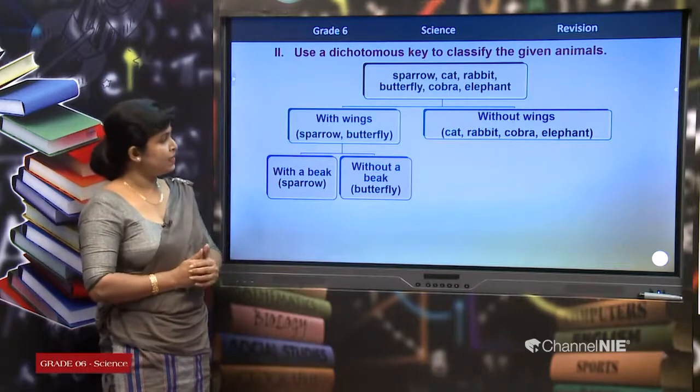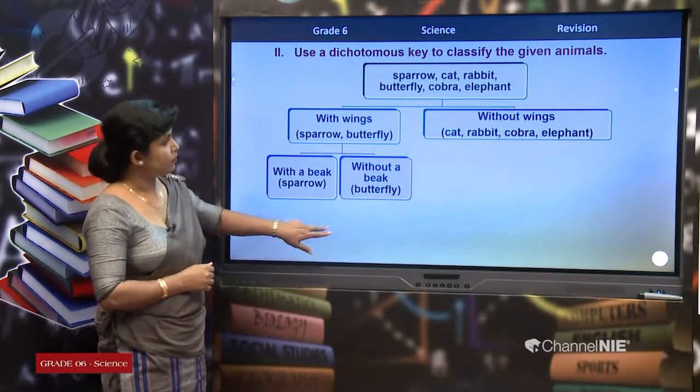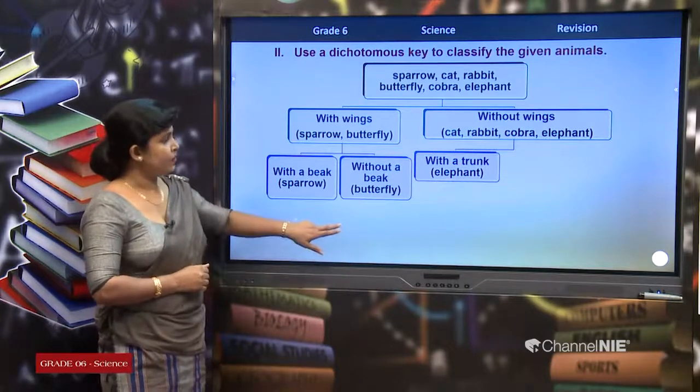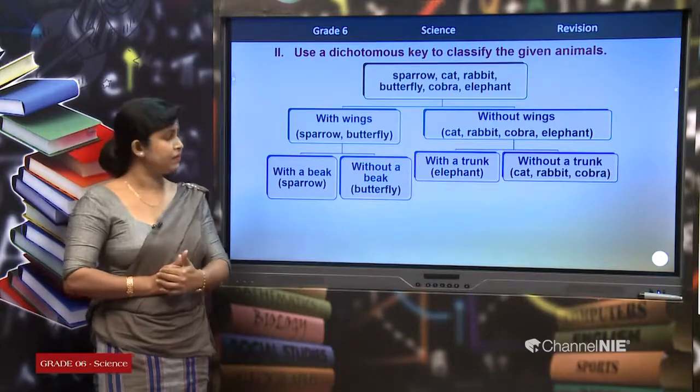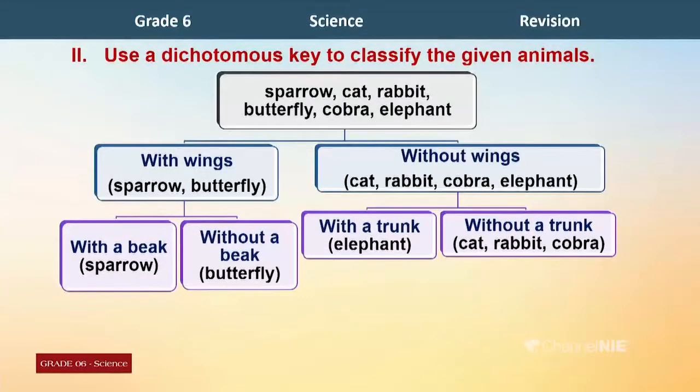Now, let us see the other side. With a trunk, without a trunk. The elephant has got a trunk. The elephant with a trunk, then there are three animals without a trunk: cat, rabbit and cobra. We will see how to divide them.